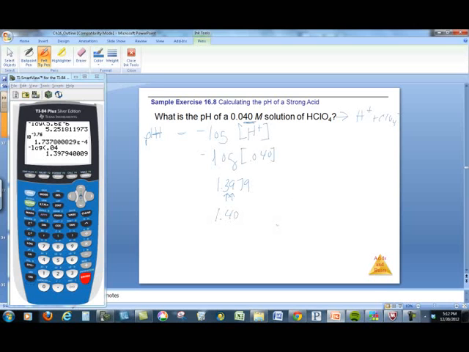And you should always check to make sure your pH is reasonable. If you put the concentration in scientific notation, 4.0 times 10 to the minus 2, the pH should be within 1 unit of the exponent.